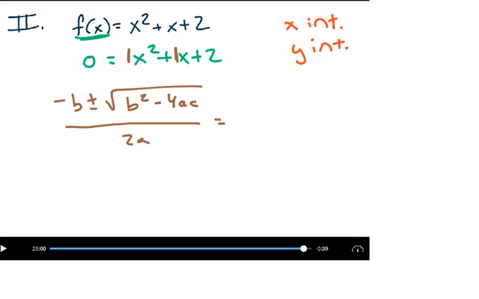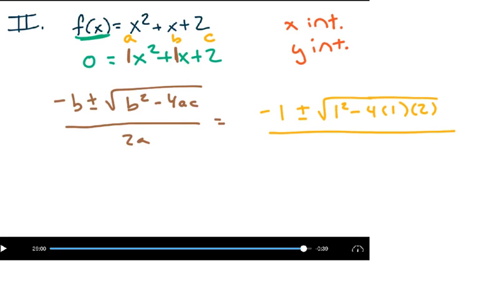So we're going to use negative b plus or minus square root b squared minus 4ac all over 2a. And we're just going to substitute in the values. Remember, a is 1, b is 1, and c is 2. So we have negative 1 plus or minus square root 1 squared minus 4, a is 1, c is 2, all over 2a, and a is 1. You're just plugging and chugging into the formula.